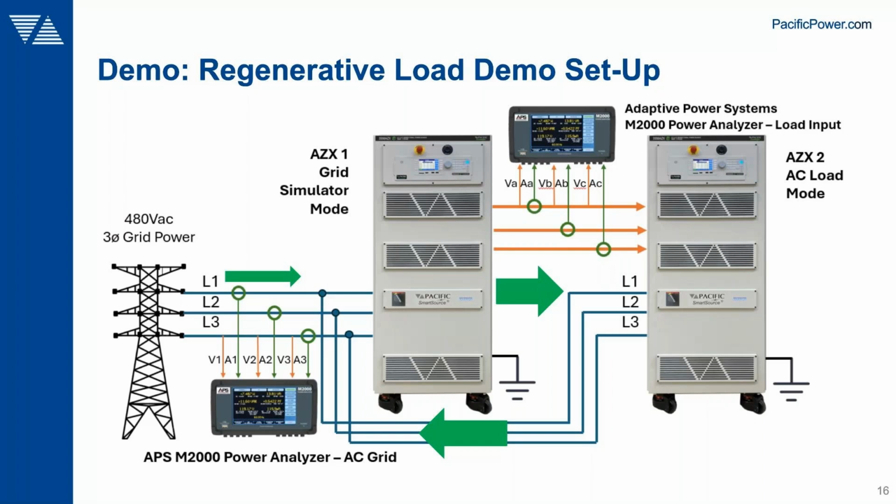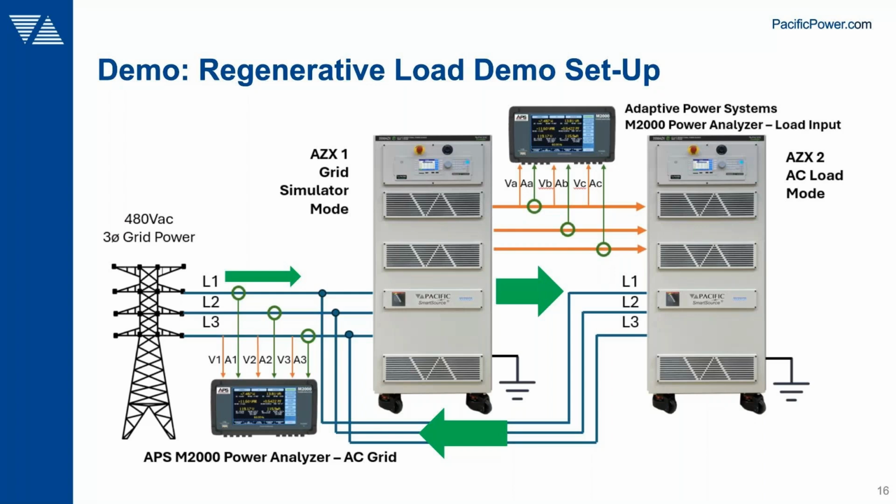One will be used as a grid simulator, the one on the left, and on the right we have the same product, but it's set for electronic load mode, AC mode in this case. So we'll be loading down the grid simulator with the second AZX as an AC load. And we have both these units connected to our facility power, so they both are powered from the same grid feed.